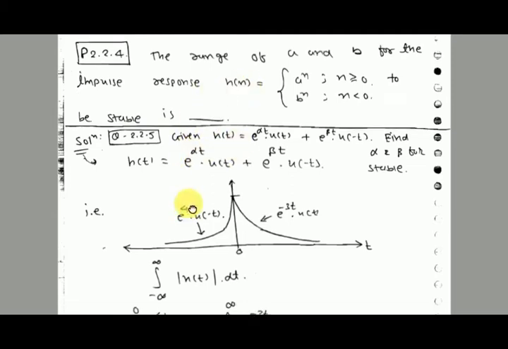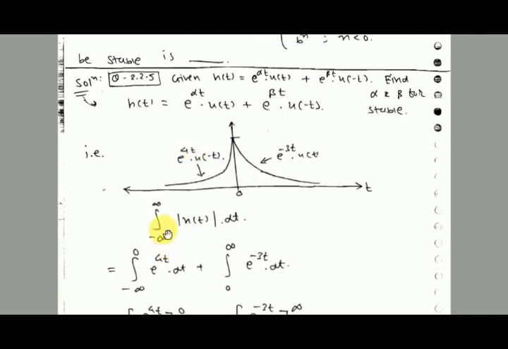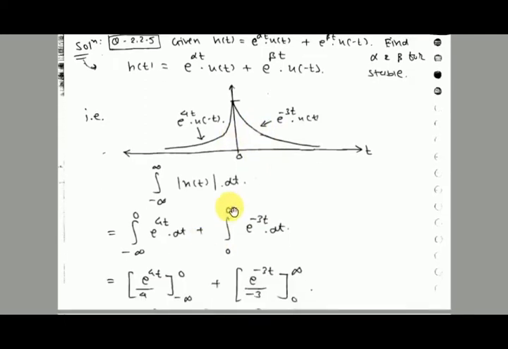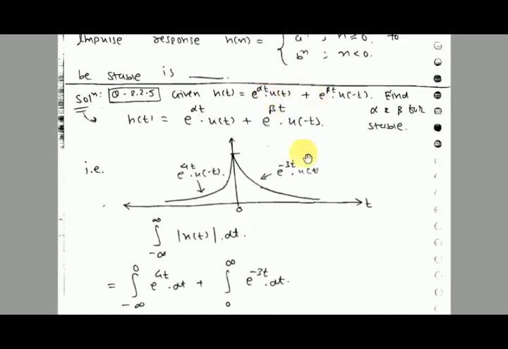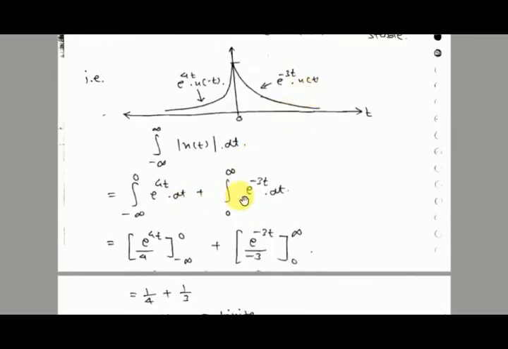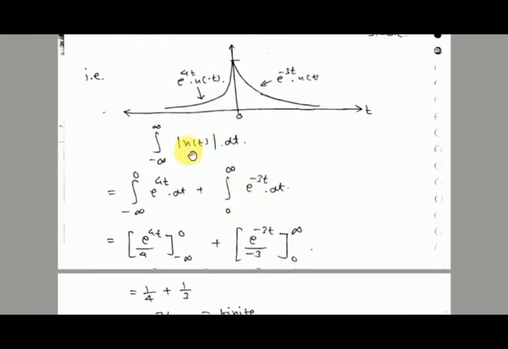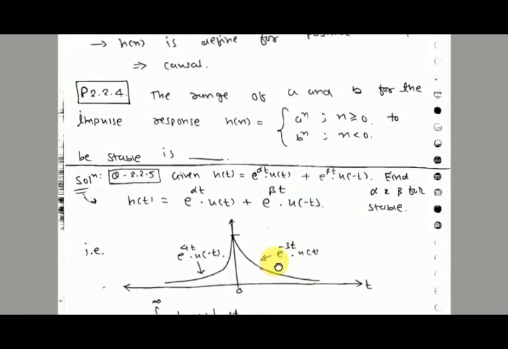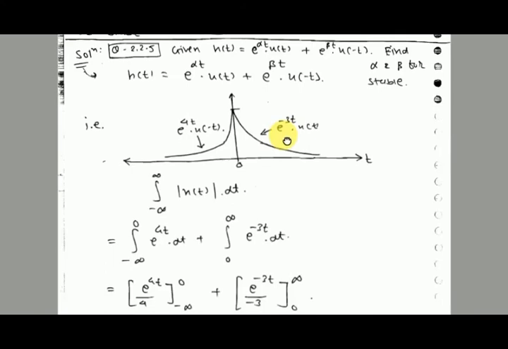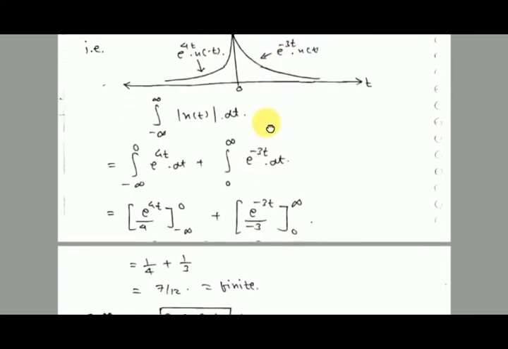To be stable, the condition is the integration from minus infinity to plus infinity of mod h of t dt. You can draw it like this. You don't need to consider alpha and beta here like I considered before. You can find it directly. What you have to do is absolutely integrate that h of t, and put here a and here b, minus a, minus b. Sorry, put here alpha and beta.